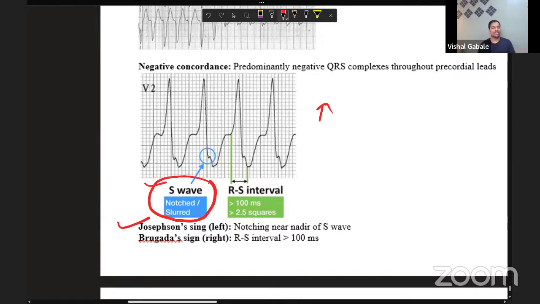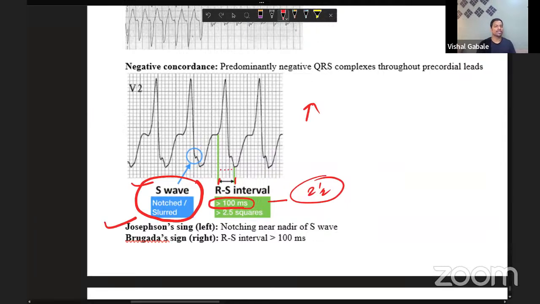This is your Josephson sign. Whereas this RS interval, look at this RS interval, it is more than 100 milliseconds. 100 milliseconds means how many boxes? Each box is 40 milliseconds. So almost 2.5 boxes. If it is more, let's say how many boxes? 1, 2, 3, 4. Got it? So if it is almost 4 into 40, that is 160 milliseconds. So that is your Brugada sign.